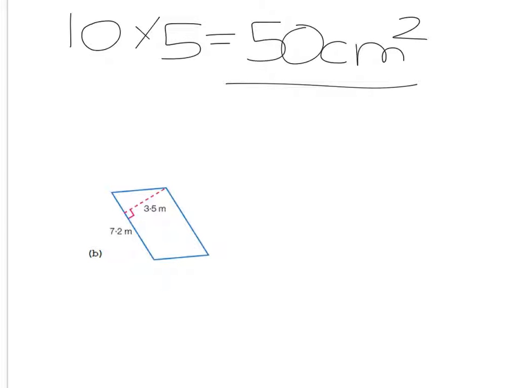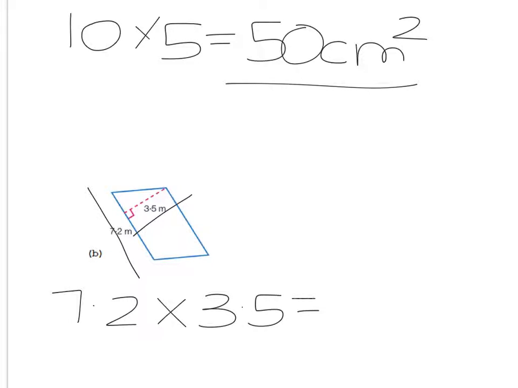So this one, they've turned it around, but it doesn't matter. What is our base? So our base is there, our height is there. Okay, so it's 7.2 multiplied by 3.5. Let me do my calculator on. 7.2 times by 3.5, and that gives me 25.2 meters squared. All right, so I want you to write it out like that for me.